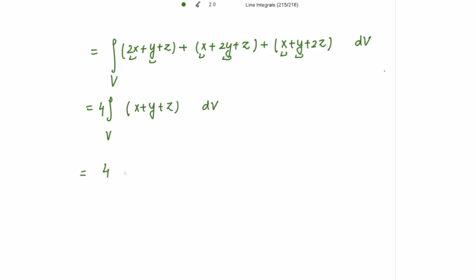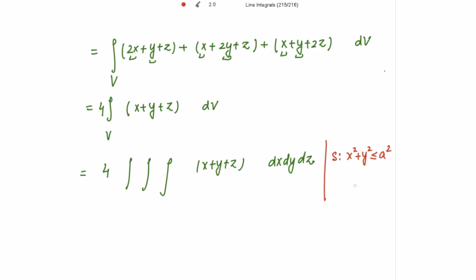So this is equal to 4 times the triple integral of (x plus y plus z), and writing dV as dx dy dz, where S is the surface x square plus y square less than or equal to a square, and the limits of z are greater than or equal to 0 and less than or equal to h. Writing the limits of x first, from this surface x is equal to plus or minus square root of a square minus y square. So the lower limit is minus square root of a square minus y square, and the upper limit is square root of a square minus y square.